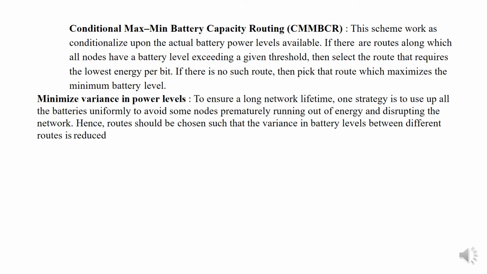Conditional max-min battery capacity routing, CMMBCR. This scheme works conditional upon the actual battery power levels available. If there are routes along which all nodes have a battery level exceeding a given threshold, then select a route that requires the lowest energy per bit. If there is no such route, then pick the route which maximizes the minimum battery level.